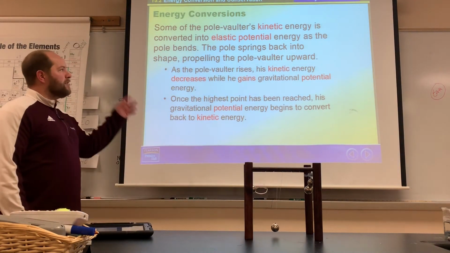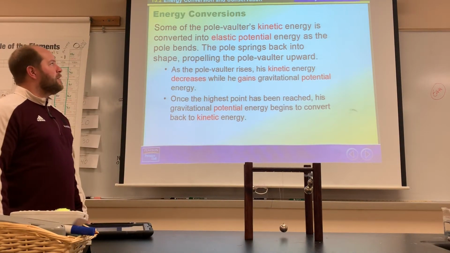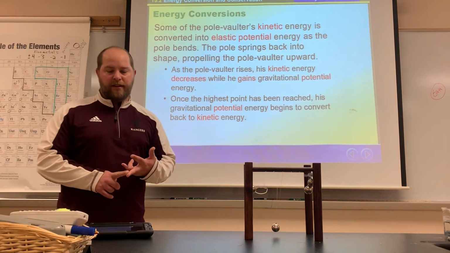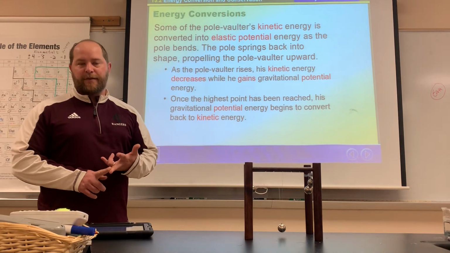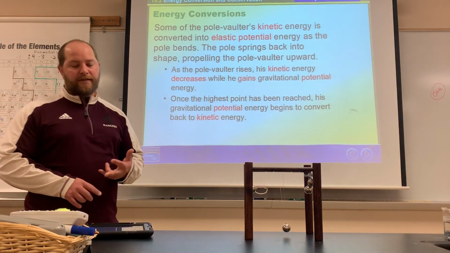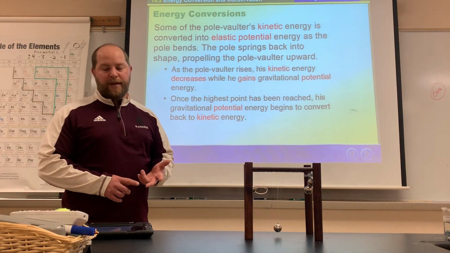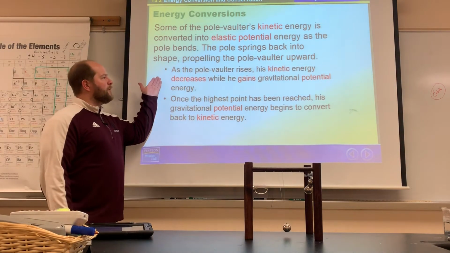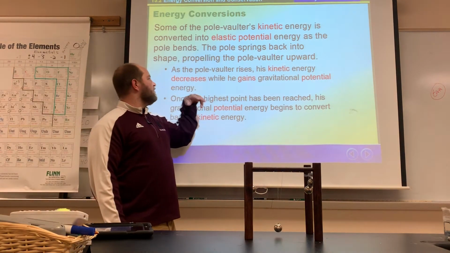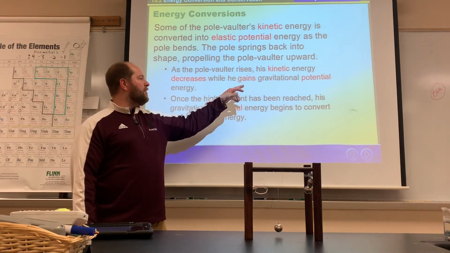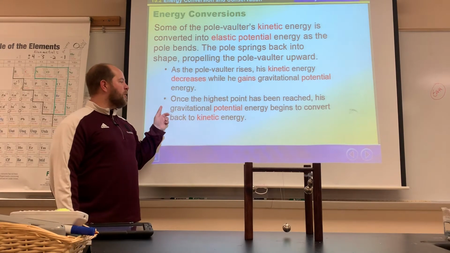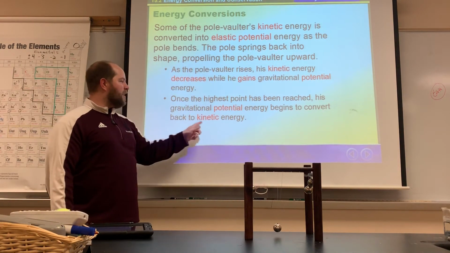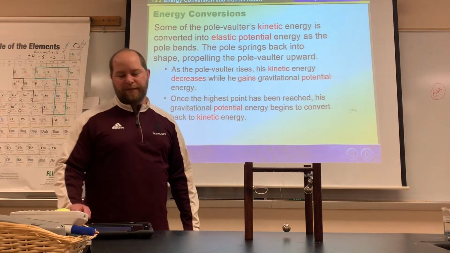So here's kind of a summary of what I was just telling you guys. Basically that kinetic energy gets converted to elastic potential energy as the pole bends. The pole springs back into shape, propelling the pole vaulter upward. As the pole vaulter rises, his kinetic energy decreases while he gains potential energy. Then at the highest point, it's all potential energy. Then it begins to go back into kinetic energy when he falls down.